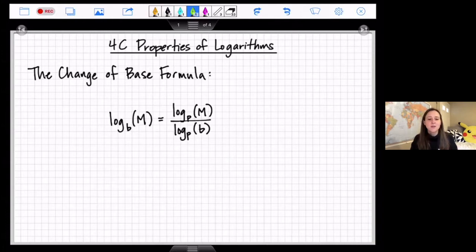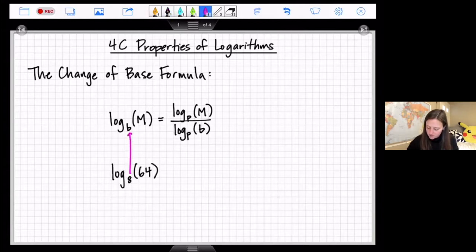This says that the log base b of m is equal to the log base p of m divided by the log base p of b. I'm going to pick an easy logarithm for us to evaluate without a calculator and see if we can figure out what this formula is telling us. So let's say we have the log base 8 of 64. All right, so I have got 8 in the place of b and 64 in the place of m.